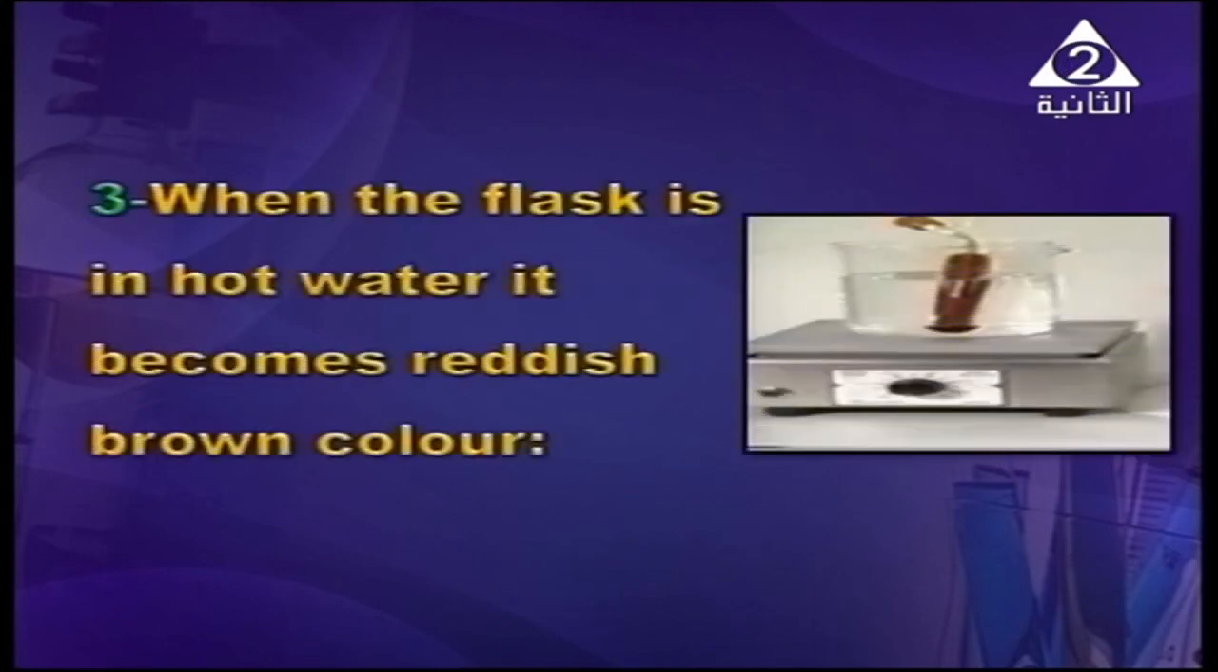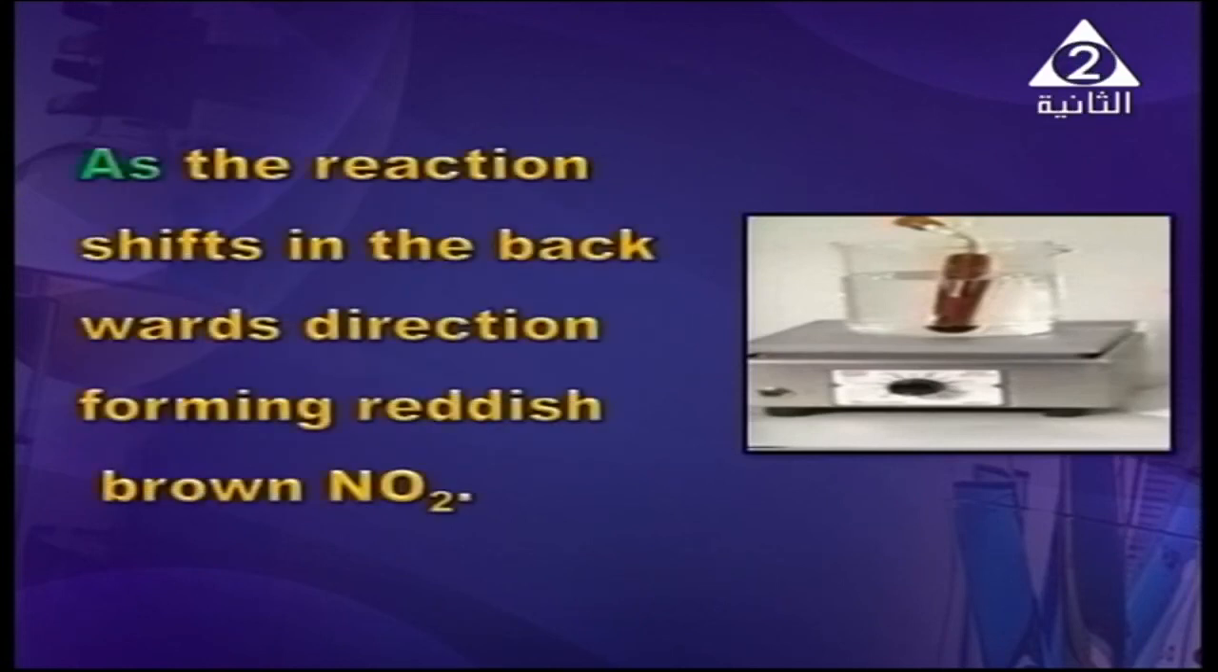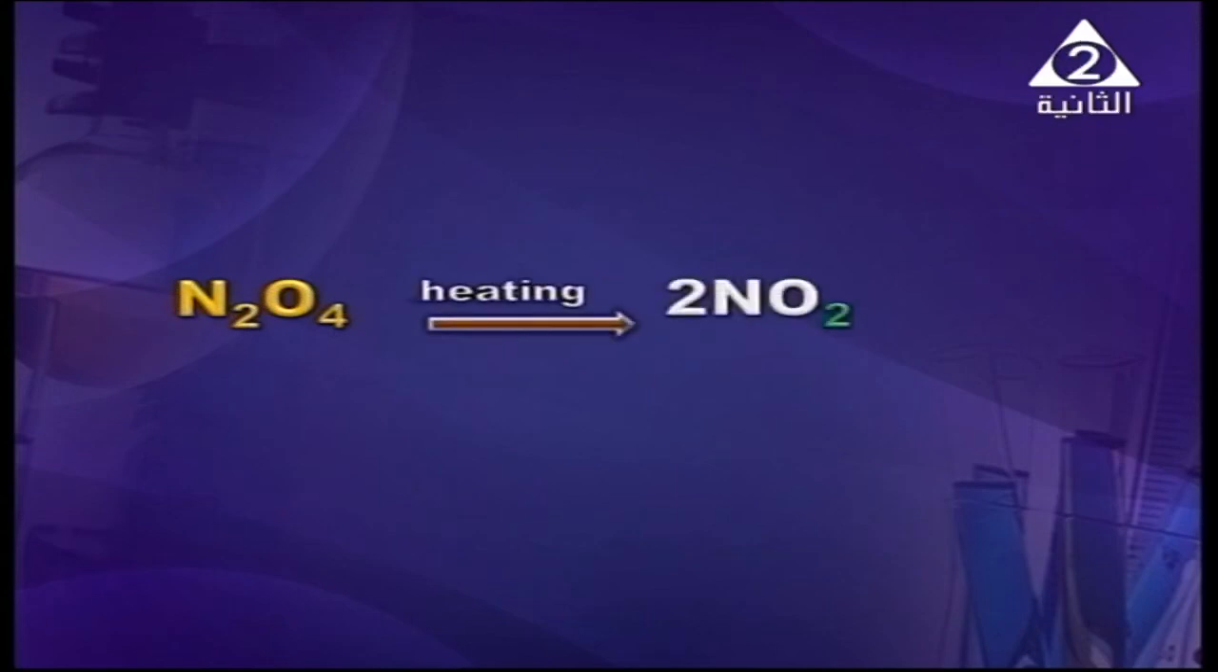And when the flask is in hot water, it becomes reddish brown, as the reaction shifts in the backward direction, forming reddish brown nitrogen dioxide gas. So, my dear student, on heating, dinitrogen tetroxide forms nitrogen dioxide gas, which has a reddish brown color, so the intensity of the reddish brown color has increased. This reaction shows the effect of changing temperature on the equilibrium constant.